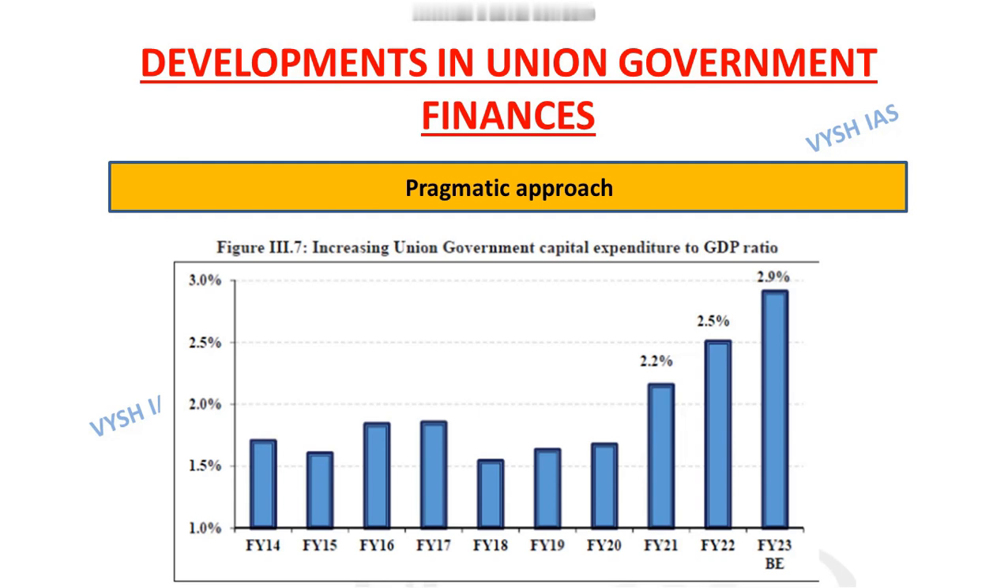The graph is basically from financial year 14 to financial year 23. If in the prelims it is asked in a statement that from financial year 14 to financial year 23, capital expenditure to GDP ratio is consistently increasing or is consistently decreasing, then the statement will be false. But if it is considered from financial year 18 to financial year 23, then only the single statement is true, which means the capital expenditure to GDP ratio is consistently increasing from financial year 18 to financial year 23.